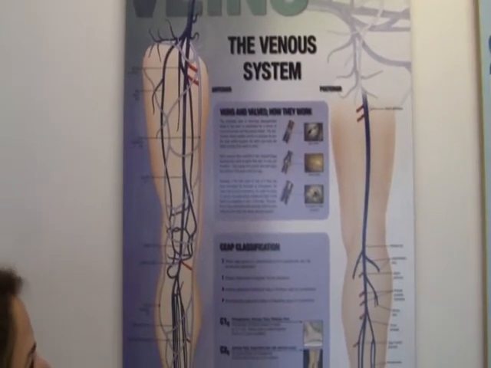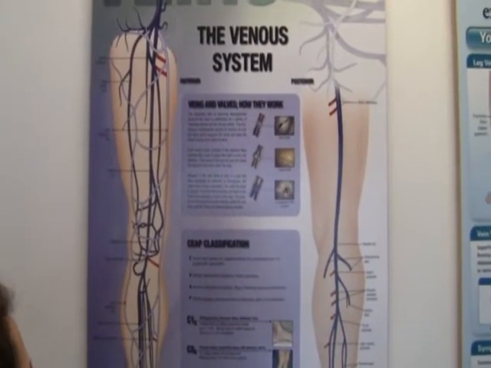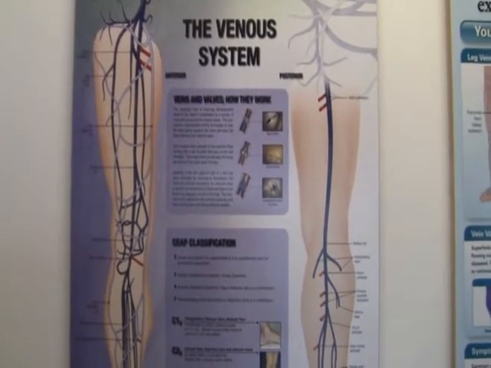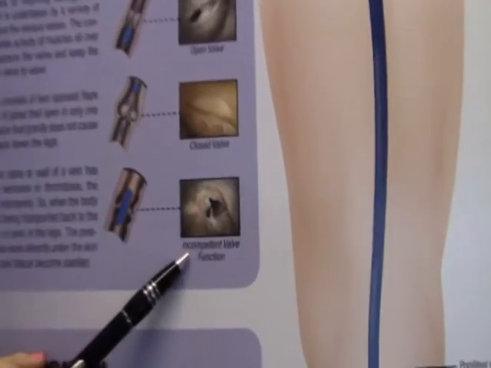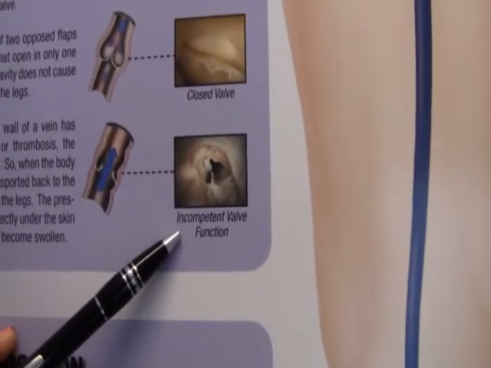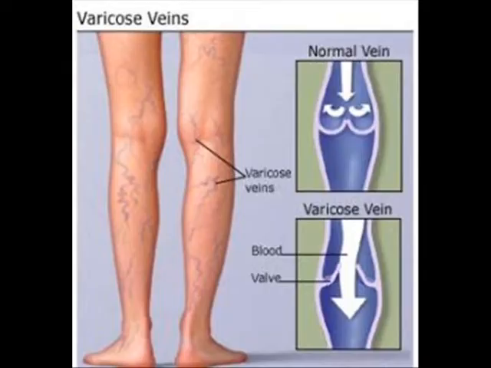Now, these veins contain valves, and these valves help the blood flow in only one direction. When these valves start becoming incompetent, the blood backflows and varicose veins appear. The most common cause of varicose veins is prolonged standing. Some of the other common causes are deep vein thrombosis, pregnancy, trauma, obesity, and age.